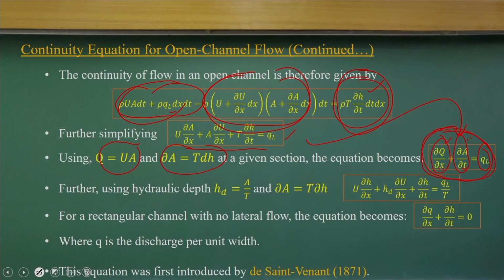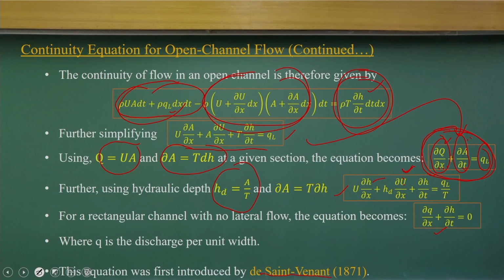In a similar way, if I define the hydraulic depth as area divided by top width, you can expand it not in terms of Q but in terms of capital U, which is the area average velocity, and H, and I will get this equation form without lateral flow. This equation was given long back by De Saint-Venant in 1871.